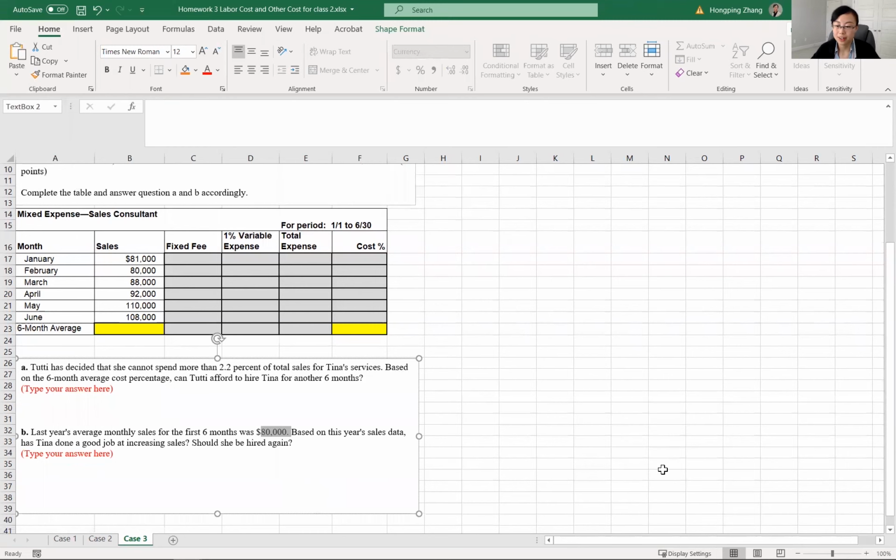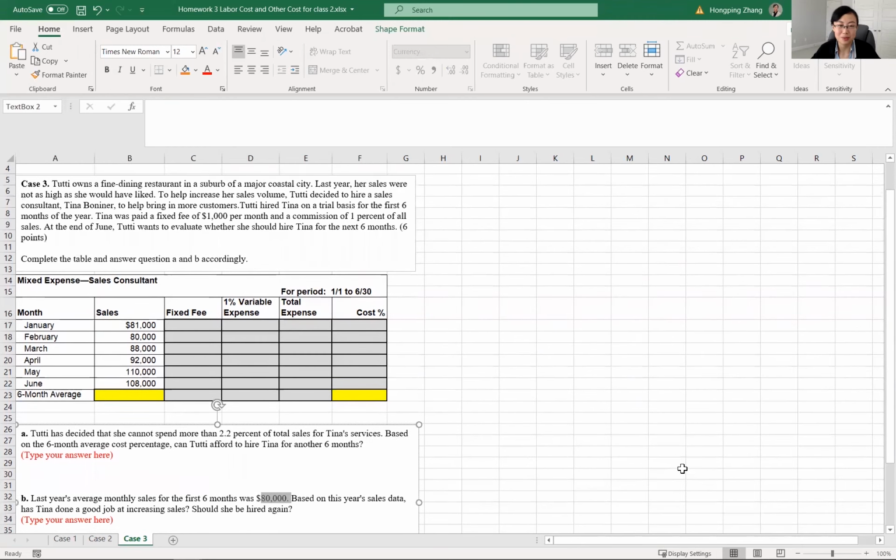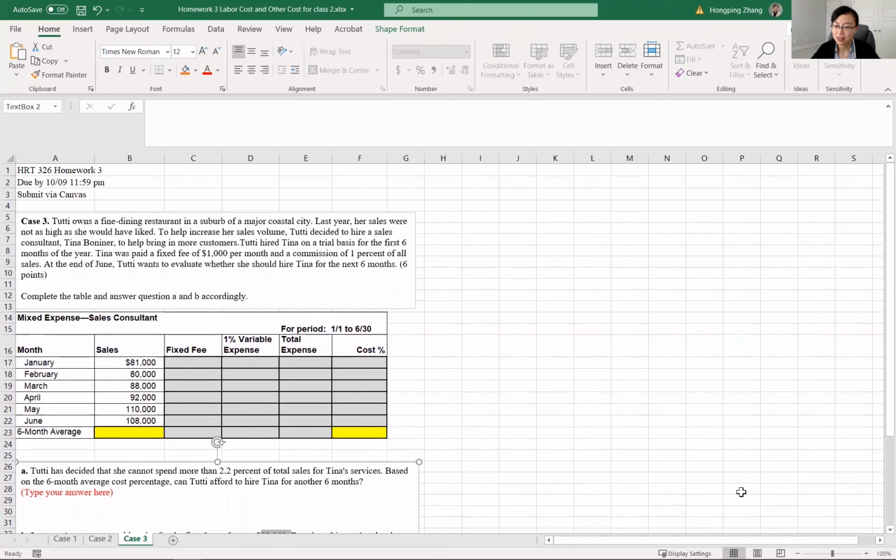Okay, I hope this solved today's problem. Sorry about the connection, but anyway, I think this is also a clear way for us to explain the homework, and you can always go back to the video, to the recording.